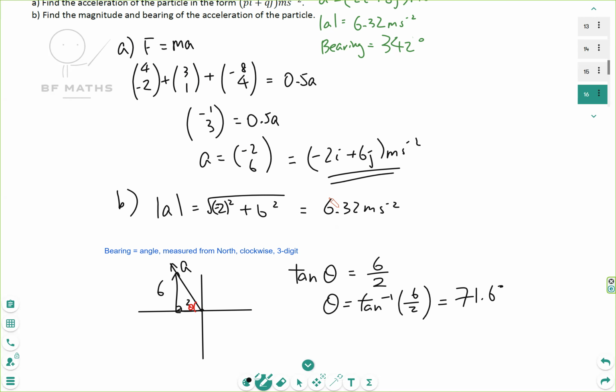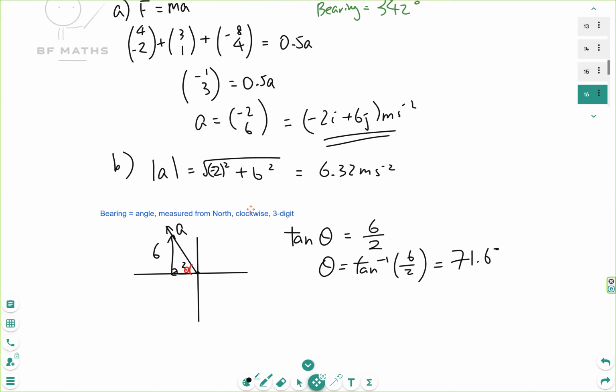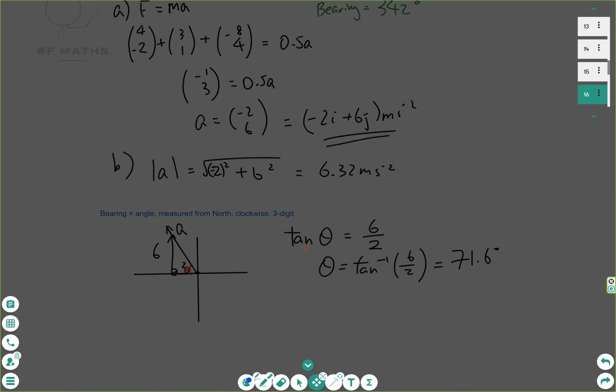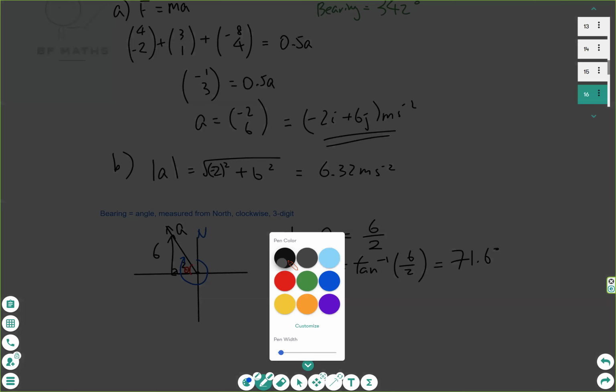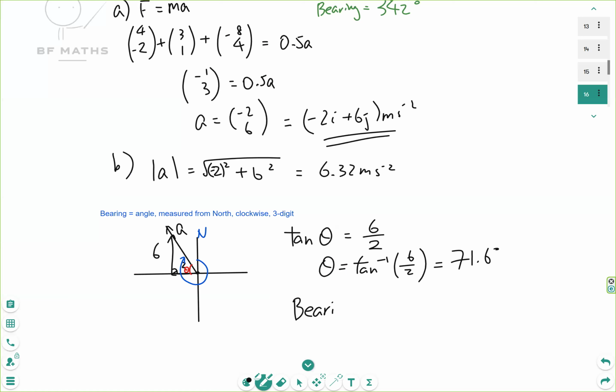71.6 degree. And bearing means we measure from north clockwise. So north line is here, clockwise here. So what's the answer? Well, we know that's 90, that's 90, that's 180, and then that's 90, so 270. So the bearing is going to be 180 plus 71.6 degree. 180, 270, sorry, I mean 270. 270 degree plus 71.6 degree, which is indeed 342 degree.